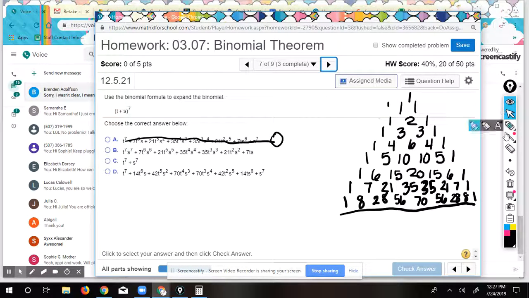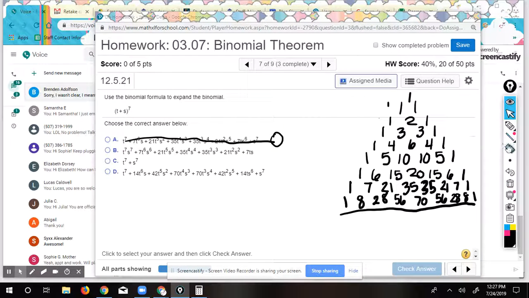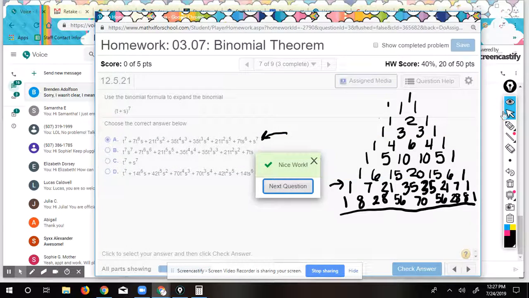Cool. Oh my gosh, guys, this is awesome. Oh, nope, I didn't mean to do that. We already have our triangle up here. They want the 7th row, so we need to find the ones that match this row. So 1, 7, 21, 35, 35, 21, 7, 1. This one works. And I don't think any of these others do. Nope. Nope. So it's A. I love this. Check answer.